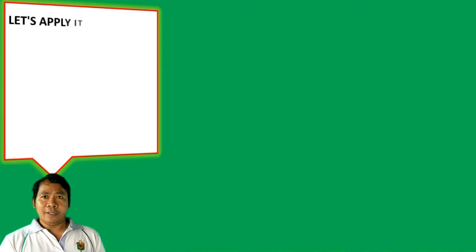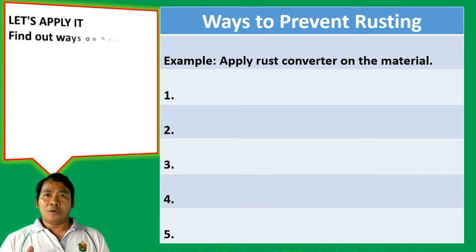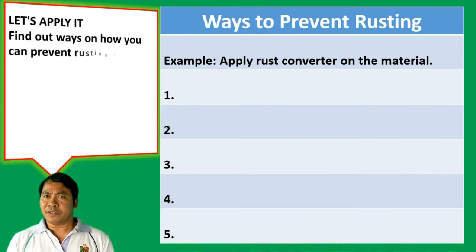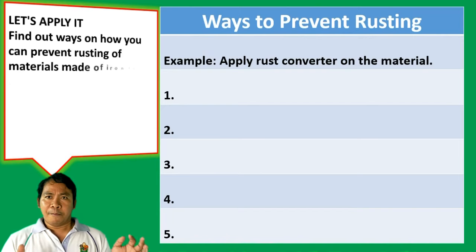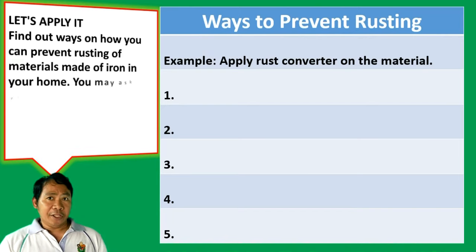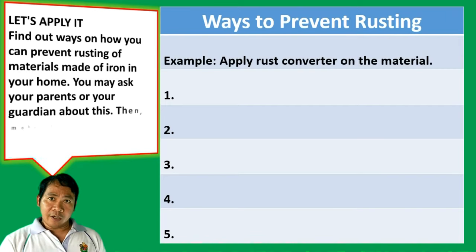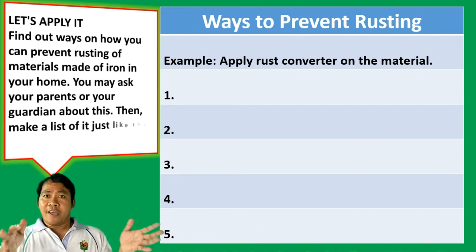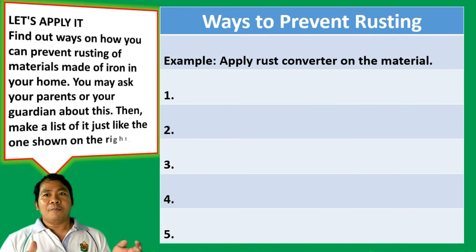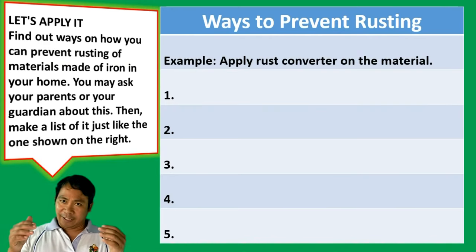Let's apply. Find out ways on how you can prevent rusting of materials made of iron in your home. You may ask your parents or guardian about this. Then make a list just like the one shown right.